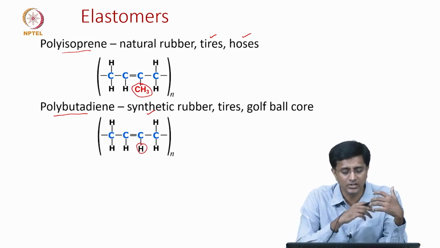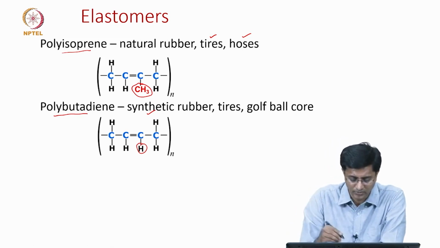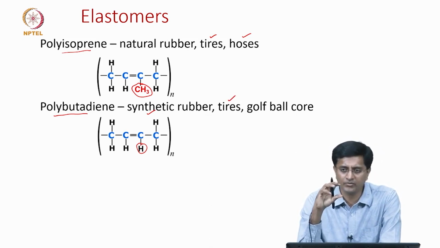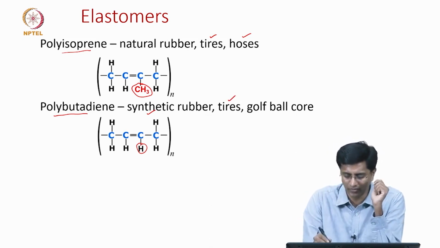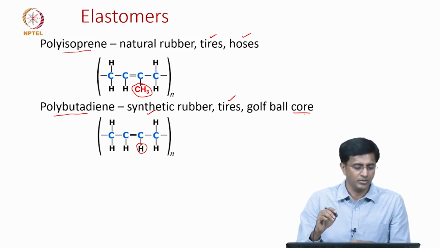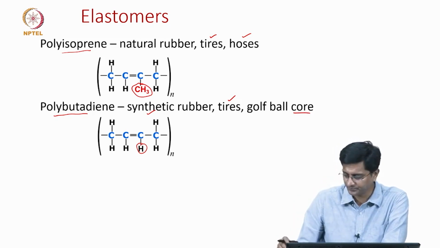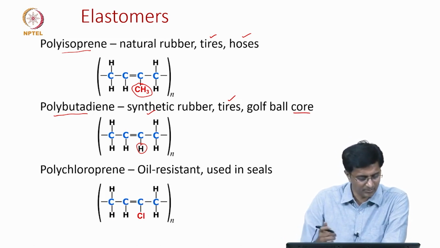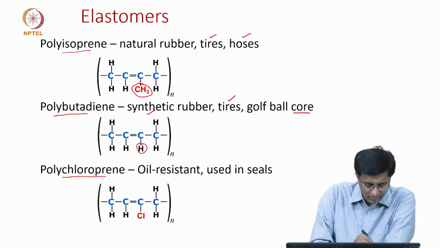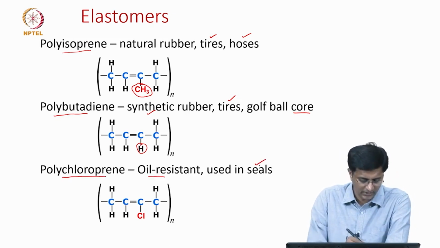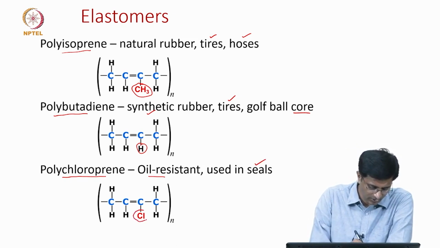So, synthetic rubber is the one which is used in most of the tires we see around and it is also used in golf balls. The golf balls are usually made up of a harder shell, but inside the shell you have a core which is made up of this polybutadiene. The reason why it is used is because it is highly resilient. It deforms a large amount and comes back to the original shape. Another example is this polychloroprene, which is oil resistant, and because it is oil resistant, it is used in seals. Again, if you look at the chemistry, this hydrogen here is replaced with chlorine.